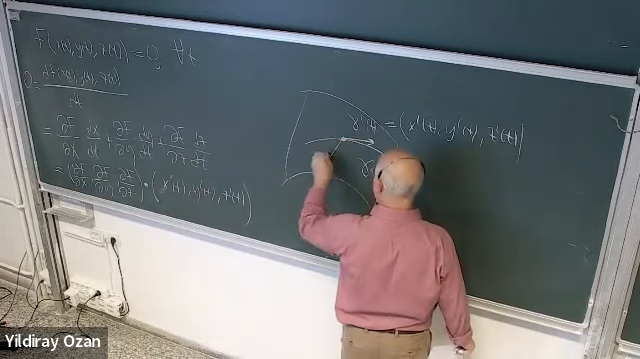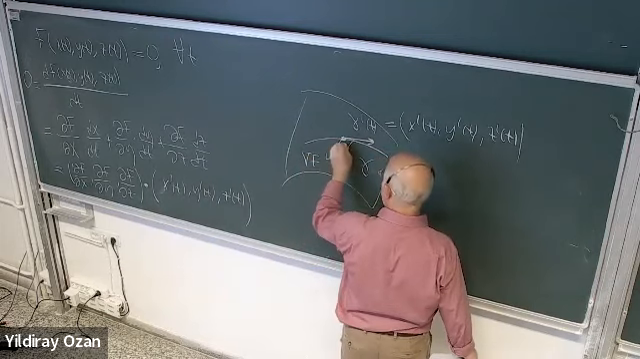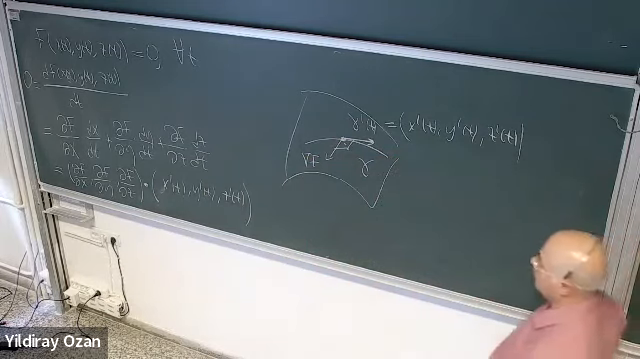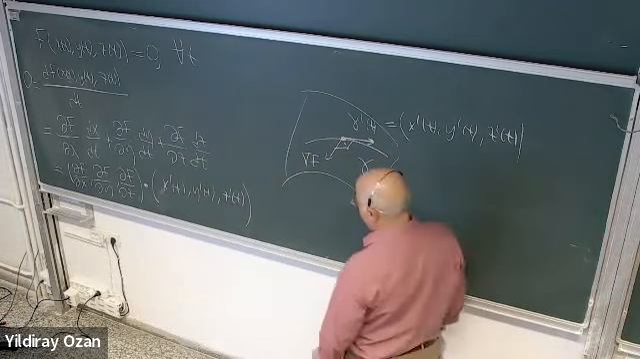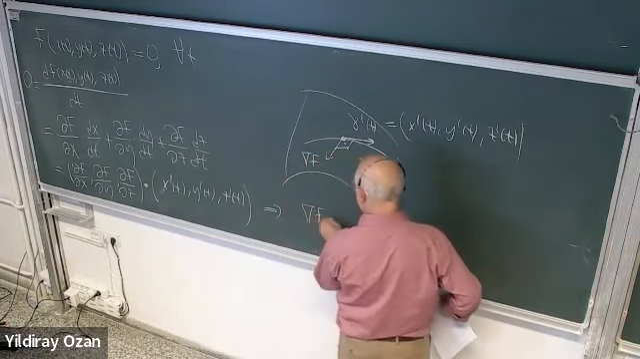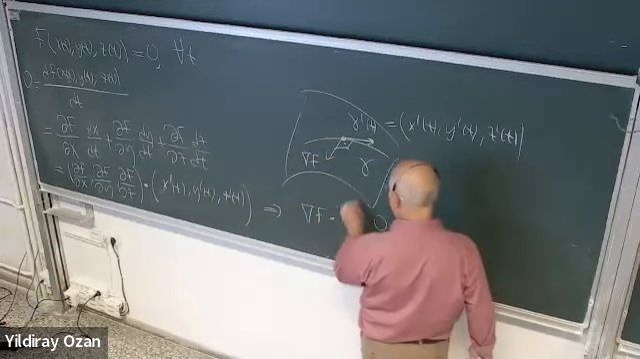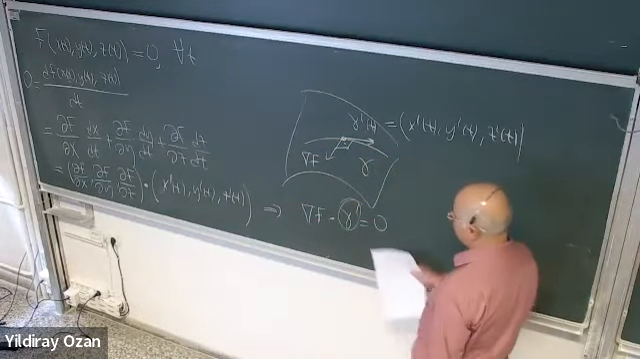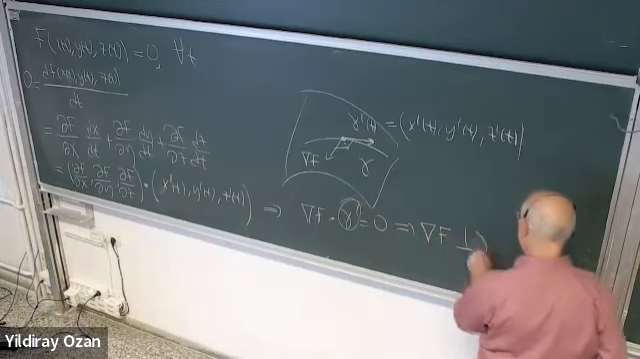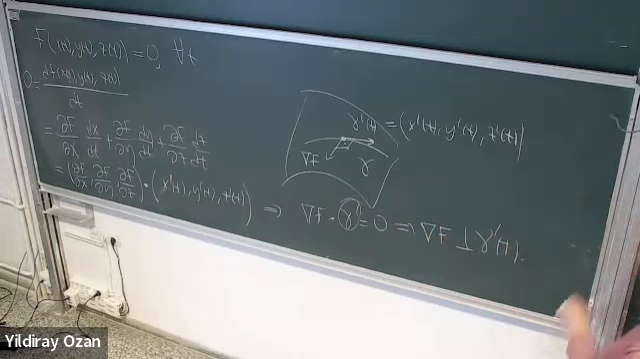So this gradient vector, whatever it is, should be at 90 degrees, like this, right? What does this show? So the gradient vector is perpendicular to gamma prime. This is the tangent vector. Therefore, we have this.